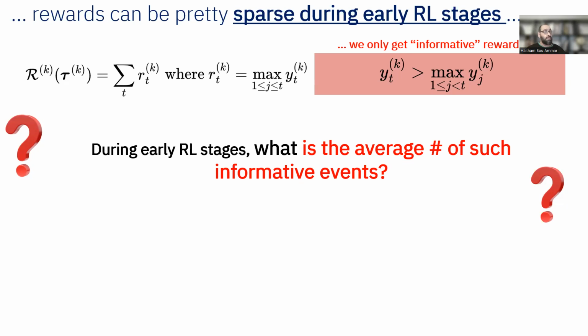Now we can ask the question, during the early stages, what is the average number of such informative events? We need this event to occur, this is super important, because if it didn't occur, we don't have supervision. So what's the number of such informative events that can happen?